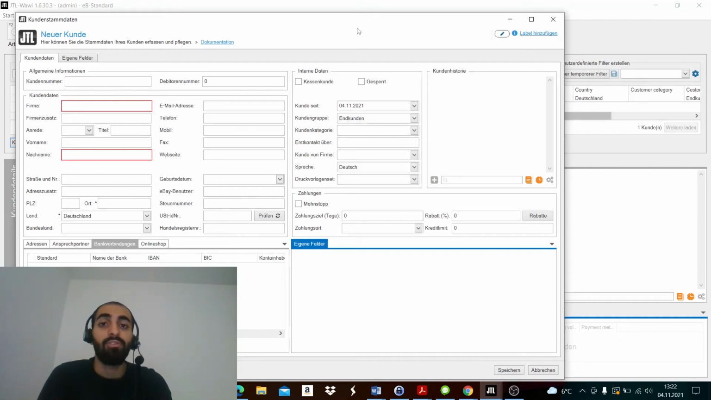And then you have the internal data for you. So what is the customer group, what does it relate to, what is the category, what language do they speak, and so on and so forth. How do they pay, what's their IBAN number. Here is the customer history, so which orders did they make. Here you can find addresses. For instance, in this window you can enter the IBAN, which is the account number, and the name of the bank that associates with the customer.